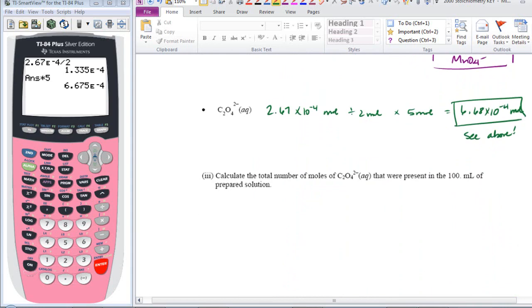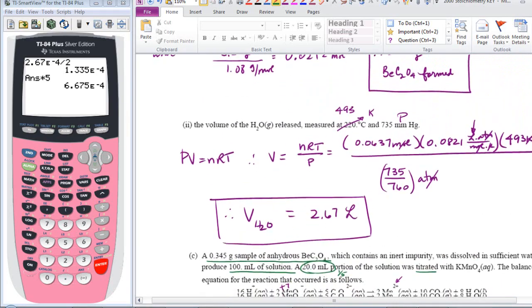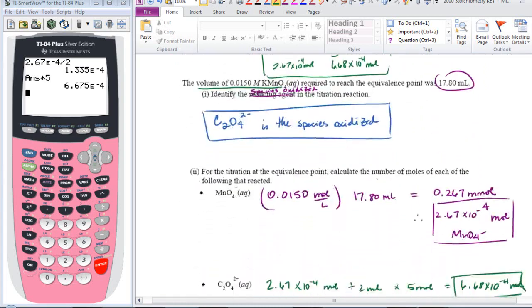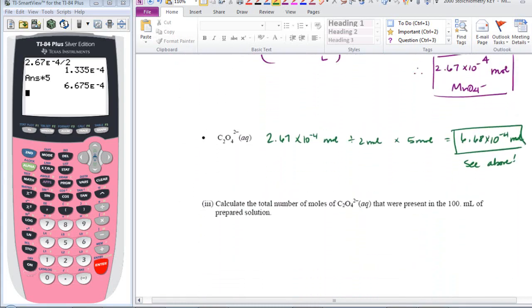Calculate the total number of moles of oxalate that were present in the 100 milliliter of the prepared solution. All right, well, that's not terribly evil, because if you think back, we already said that we used 1/5 of the sample, right? So we used that 20 milliliter portion, which was 1/5 of the sample. So won't you have 5 times the number of moles? So 1/5 of the original sample was used, or titrated is a better way to say it. Therefore, 5 times that number of moles they just had you figure out. Let the problem lead you. 6.68 times 10 to the minus 4 mole.